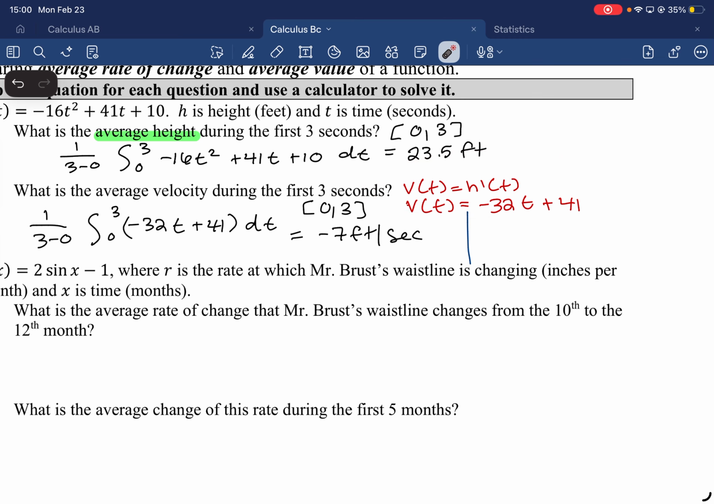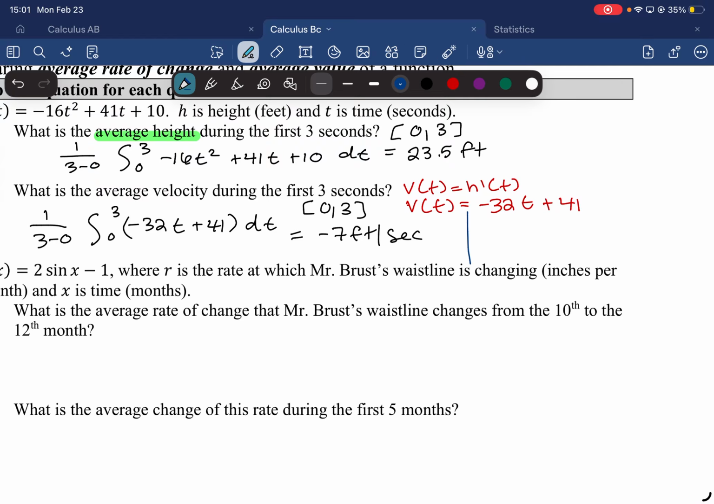So let's actually write out the average rate of change formula here. We know that is h of 3 minus h of 0, so that's f of b minus f of a over 3 minus 0. Well, if we were to plug that in, again using Desmos, plugging in 3 and then plugging in 0, we would actually notice that we get the same thing. We get -7 feet per second.